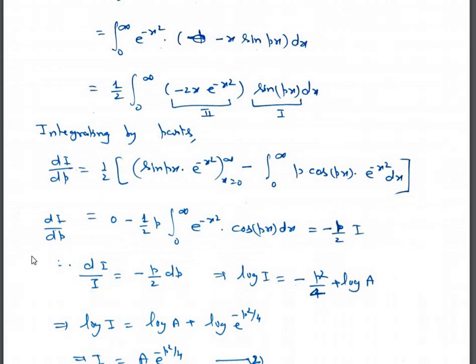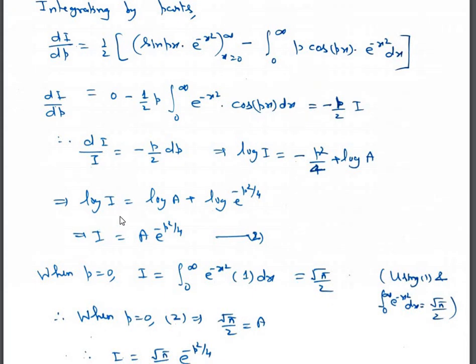So taking I on the left hand side and dp on this side, we have dI upon I equal to minus p upon 2 dp. Integrating, we have log I equal to minus p square upon 4 plus log a. That means log I can be written as log a plus log of e to the power minus p square upon 4. So therefore I is equal to a into e to the power minus p square upon 4.